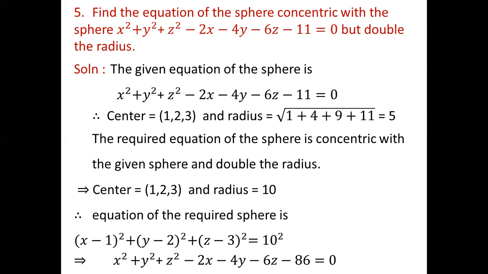So the equation of the required sphere is x minus alpha the whole square plus y minus beta the whole square plus z minus gamma the whole square equals r square. Substitute the values of alpha, beta, gamma as 1, 2, 3 and r as 10. After simplifying, you are going to get the required equation of a sphere.